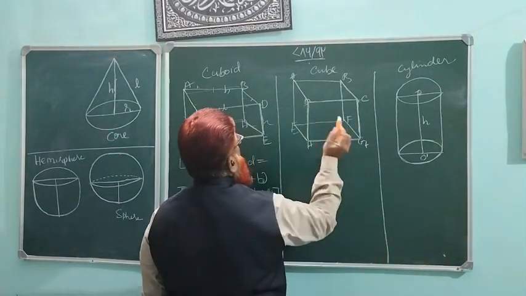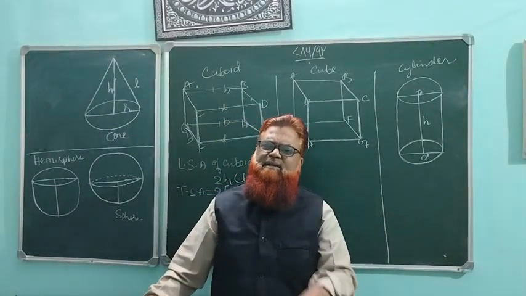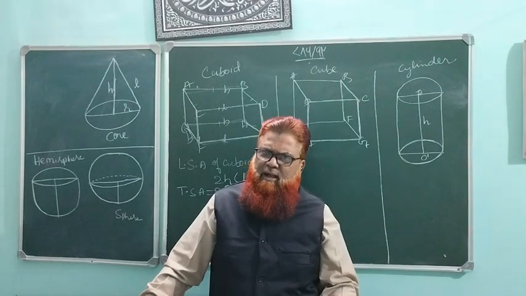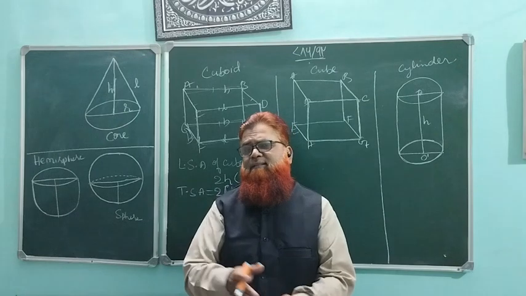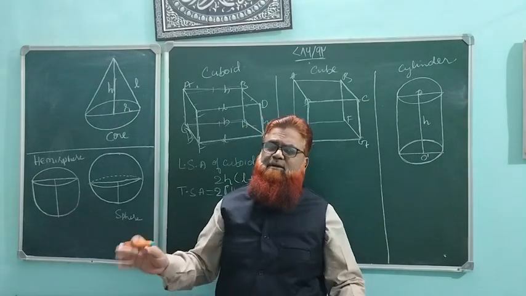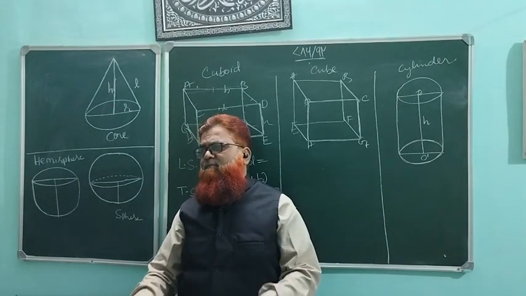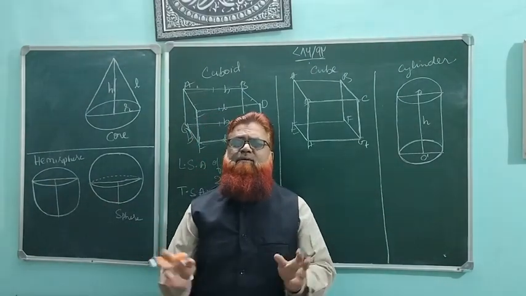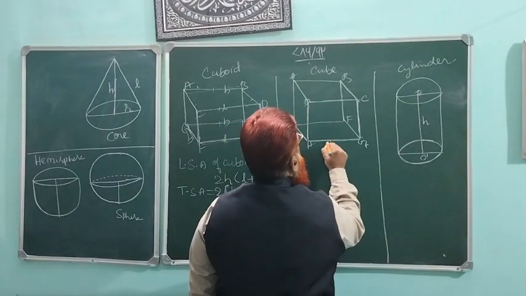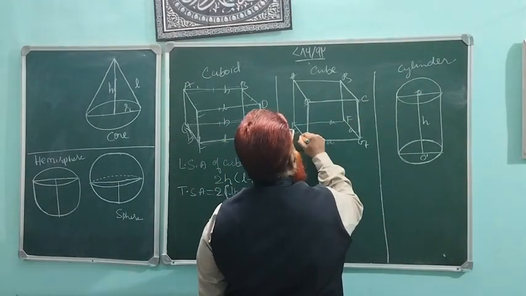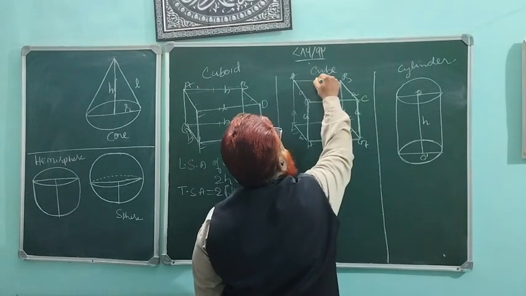Coming to the next, the cube. It is also the same as a cuboid, where in a cuboid the three-dimensional measurements are different. Length is not equal to breadth, breadth is not equal to height. But the beauty of the cube is that all three measurements are equal. Length equal to breadth, breadth equal to height. That's why we write all the measurement sides are the same, each will be A units.